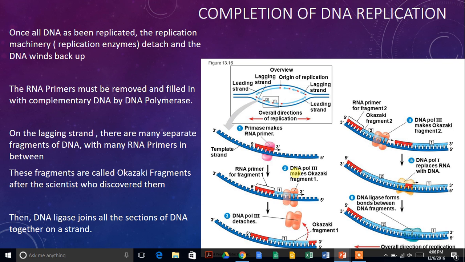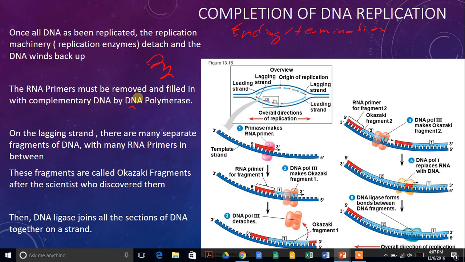So here, where we're completing, where we're ending: termination. Once all DNA has been replicated, the replication machinery, those enzymes, detach, and the DNA winds back up into a double helix. The RNA primers must be removed, though, because the RNA primers are RNA, and they need to be filled in with complementary DNA by DNA polymerase.